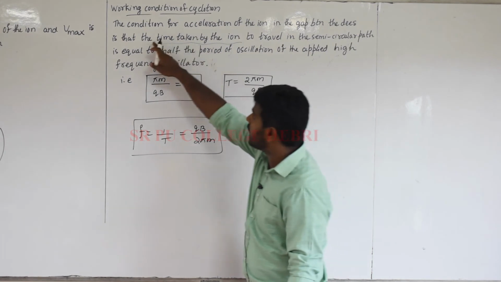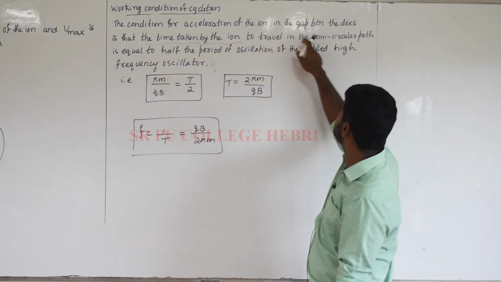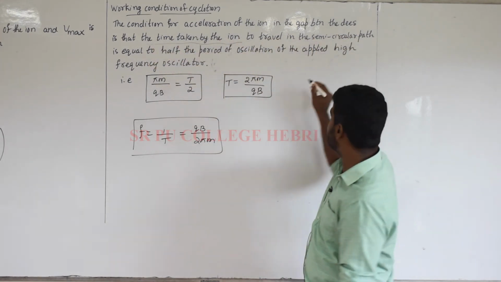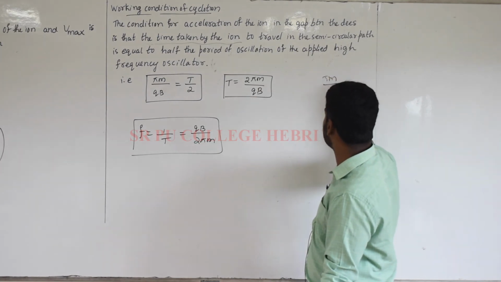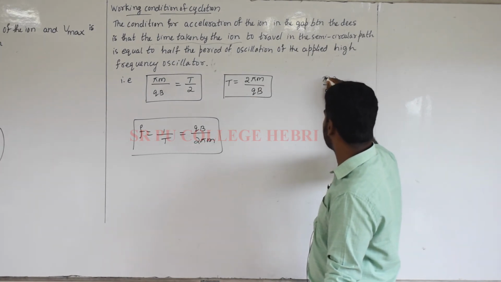The time taken by the ion to travel the semicircular path. What is the time taken by the ion to travel the semicircular path? Just now we proved the equation: pi m divided by qB.